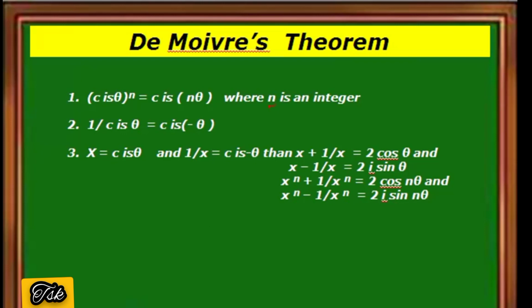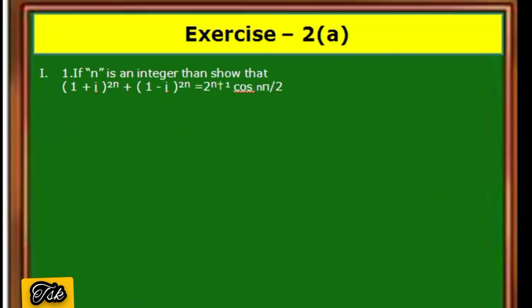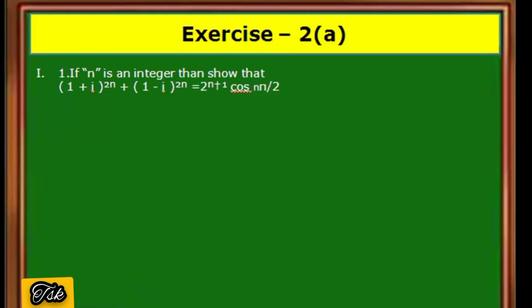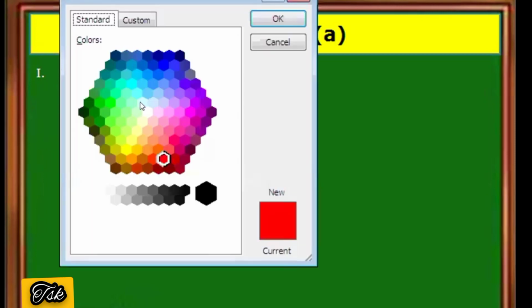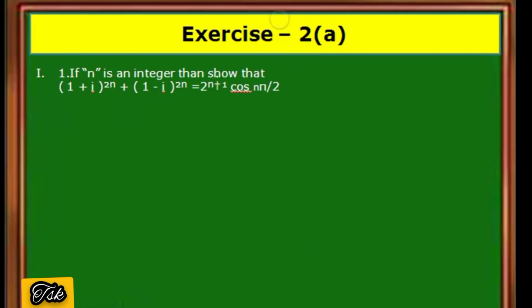Right. Next. For exercise 2a, if n is an integer, then show that (1 plus i) whole to the power of 2n plus (1 minus i) whole to the power of 2n is equal to 2 power n plus 1 cos of n pi by 2. So what is 1 plus i?